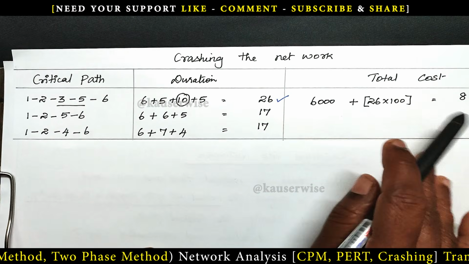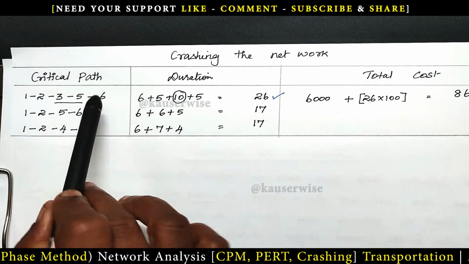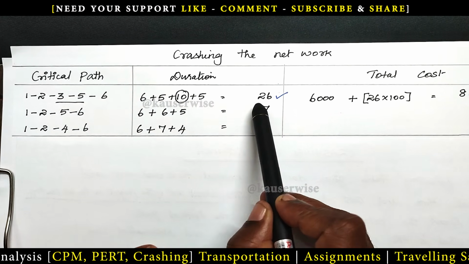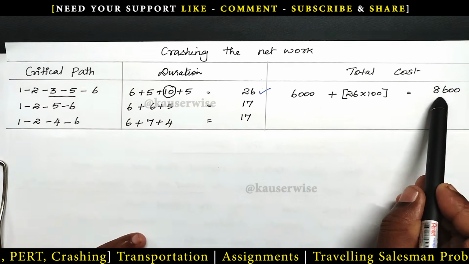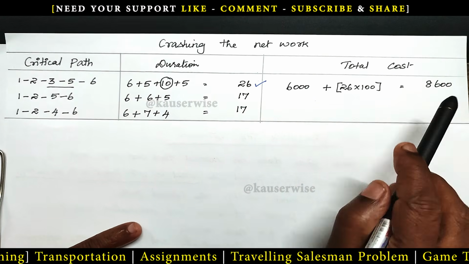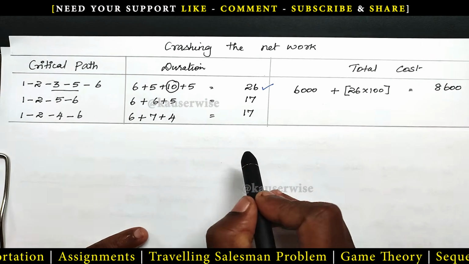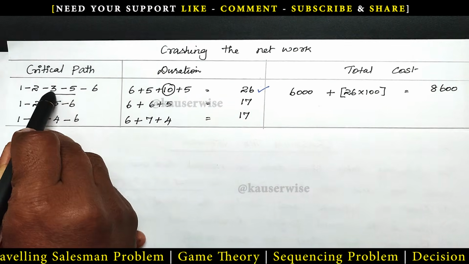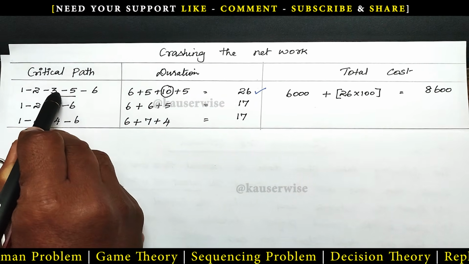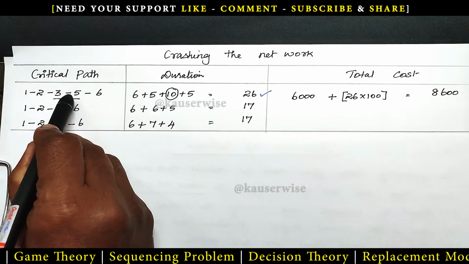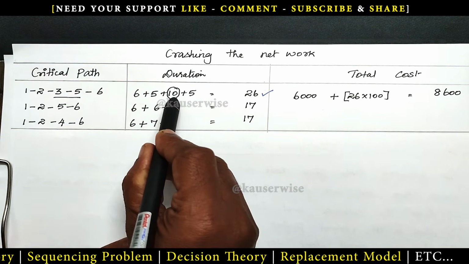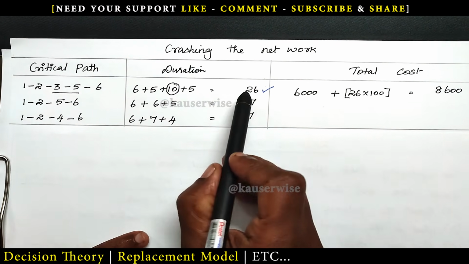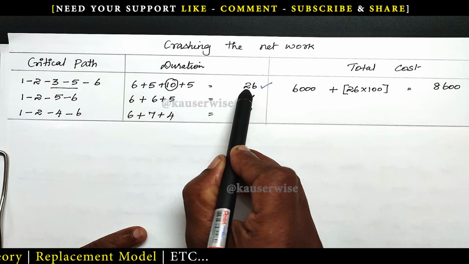See the crashing the network table. This is the critical path and this is the normal duration. What is the normal duration? Completion time 26 days, and this is the total cost at the normal completion period. Now according to the previous step, we decided to crash 1 day. Which activity? 3 to 5. In this activity, we are going to reduce 1 day. What is the normal duration? 10 days. Now we are going to reduce from 10 days to 9 days. 1 day we are going to reduce. Then the total duration will be 25 days.